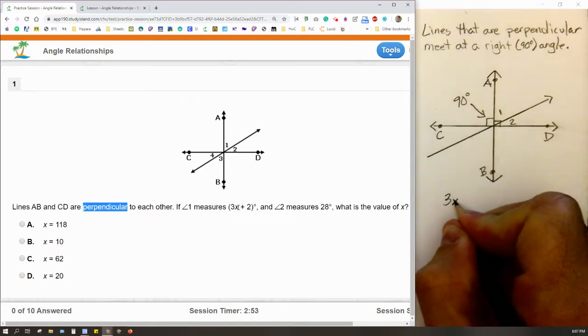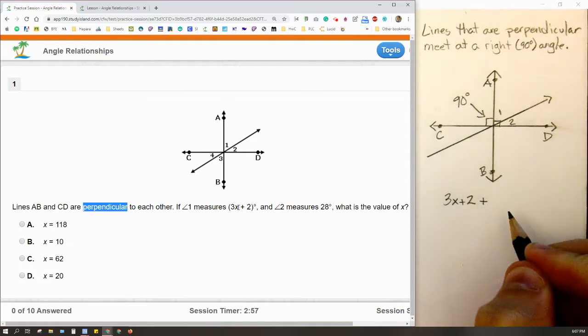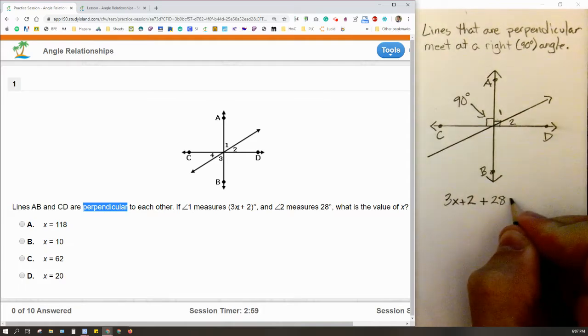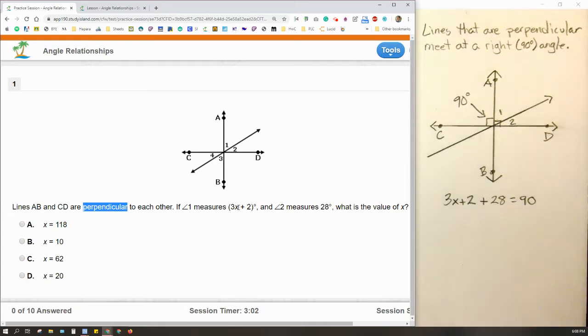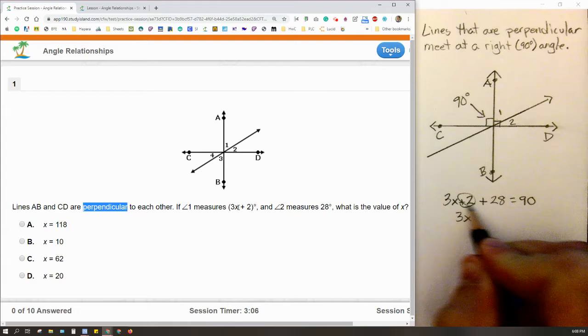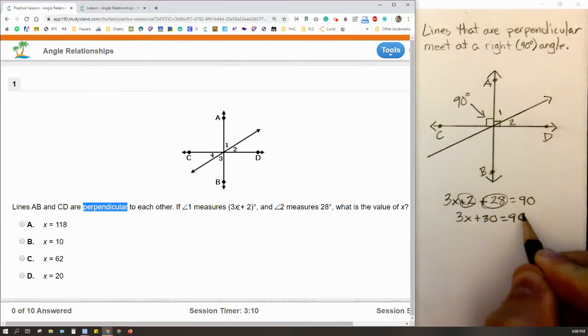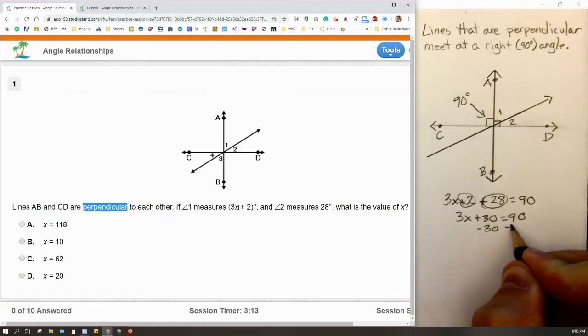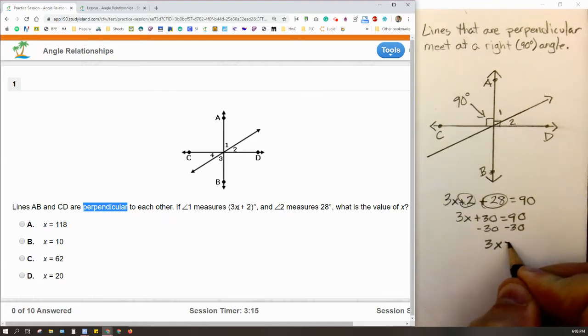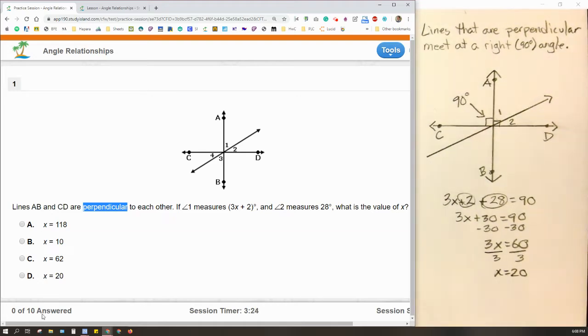So 3x plus 2, that's angle 1, plus angle 2, which is 28, equals 90 degrees when you add them together. So now we just solve this algebra equation. 3x plus 2 and plus 28 makes plus 30. So 3x plus 30 equals 90. Subtract 30 from both sides and get 3x equals 60. Then divide by 3 on both sides, and we get x equals 20. So there we go, x equals 20.